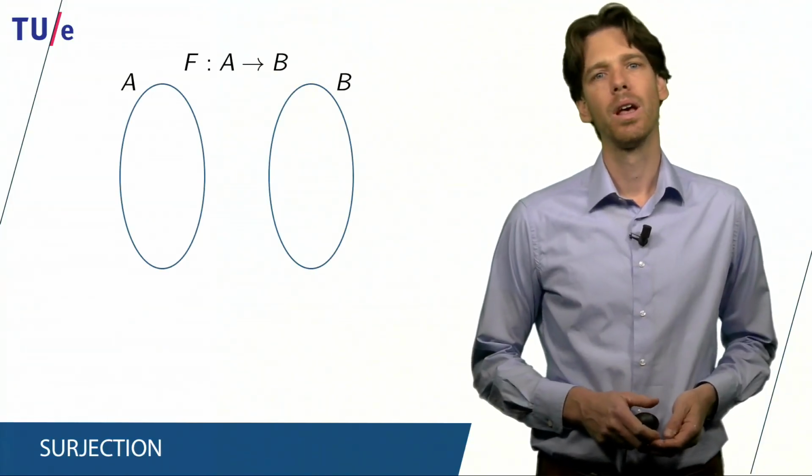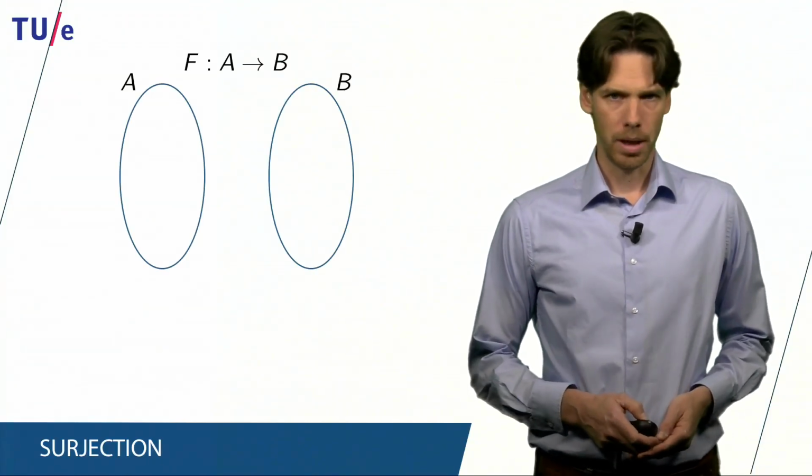In this lecture, we shall define when a mapping is surjective, and we shall prove a lemma that states that the composition of two surjections is again a surjection. Consider a mapping f from A to B.